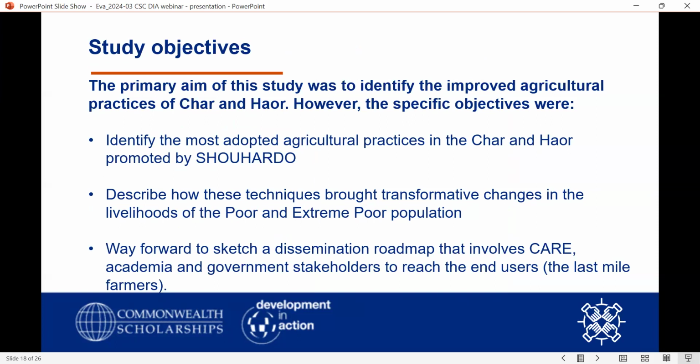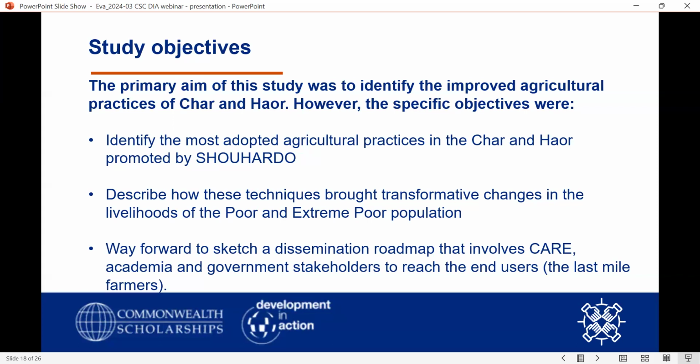So let me discuss the study objective first. The primary objective was that Shordo 3 Plus has developed different improved agriculture practices and shared them with the community. The study objective was to see which agriculture practices promoted by Shordo were most adopted in the Char and Haor regions. The study also described how these techniques brought transformative changes in the livelihoods of the poor and extreme poor population.